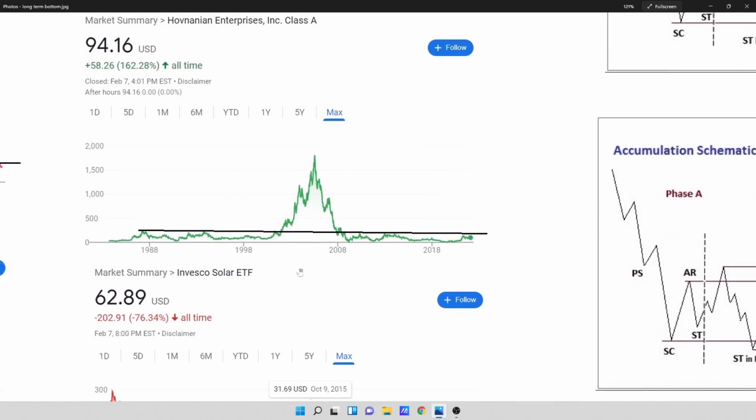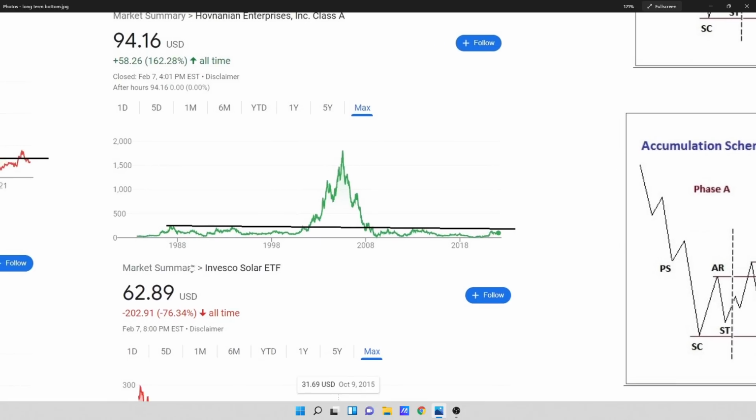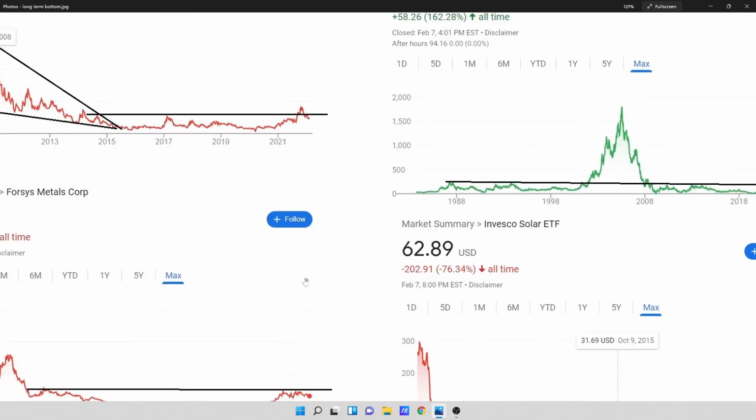This is Hovnanian, however you pronounce it, with a really long resistance line. Last time we broke above it, we took a very wild ride, much, much higher. I'm looking for a similar move if it can break out of this long-term resistance line. If we break that, I think it's going to be game on, party on. That's the type of move that happened after breaking out of this long resistance area. And I think as long as the market conditions are good, we're going to get a big move out of some of these patterns.